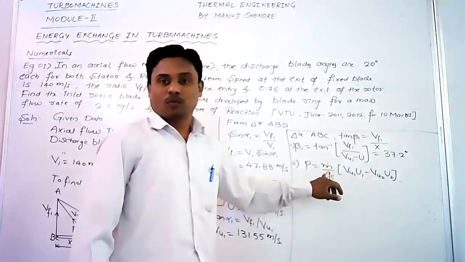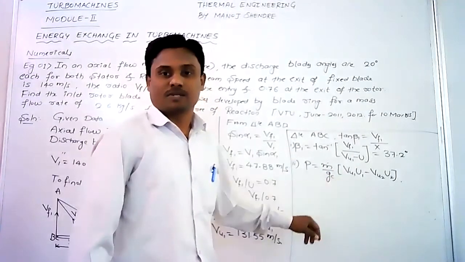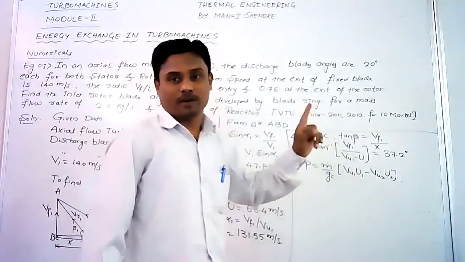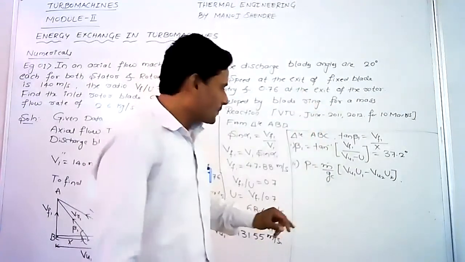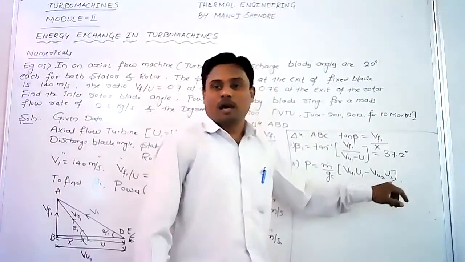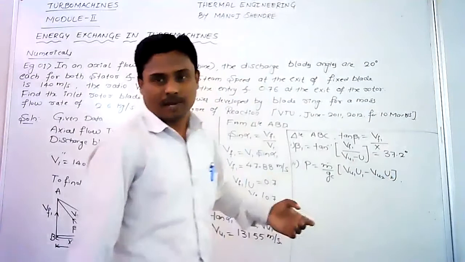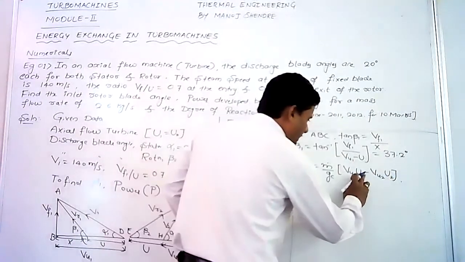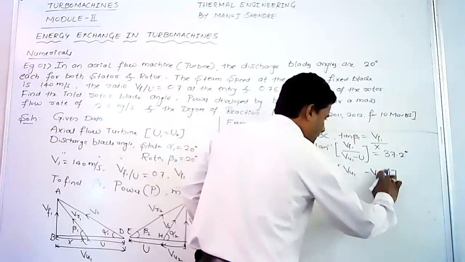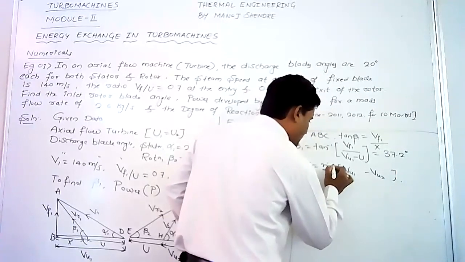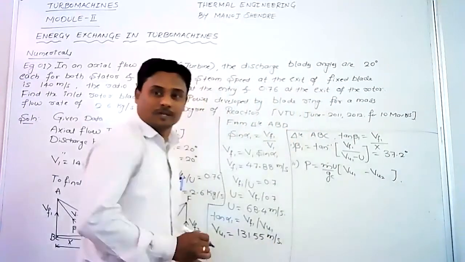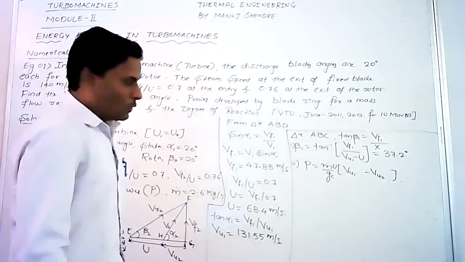M dot is a mass flow rate. Gc is a constant, whose value is always equal to 1. So Vu1, U1, and since it is the axial flow turbine, U remains constant. You can take U outside the bracket, since U is constant here. So you got the value of Vu1.